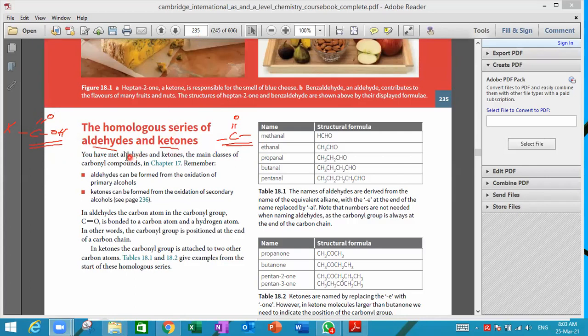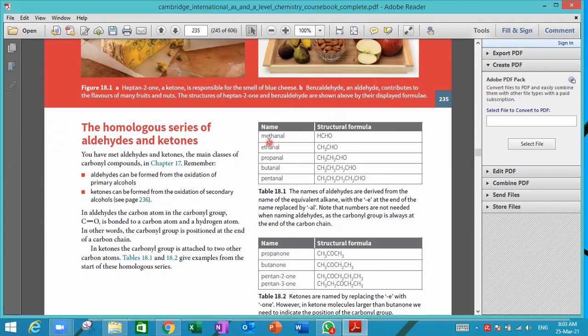Now, as we said, aldehydes are formed by the oxidation of primary alcohols, and ketones are formed by the oxidation of secondary alcohols using potassium dichromate acidified in presence of sulfuric acid. Now, for the naming of aldehydes, we add the suffix "al" at the end of the name.